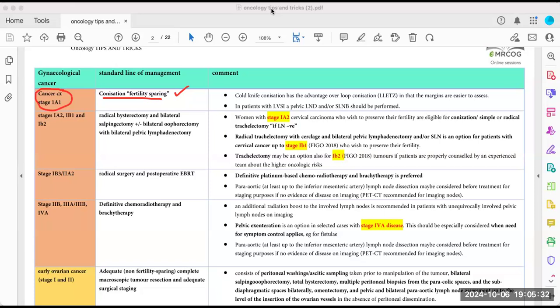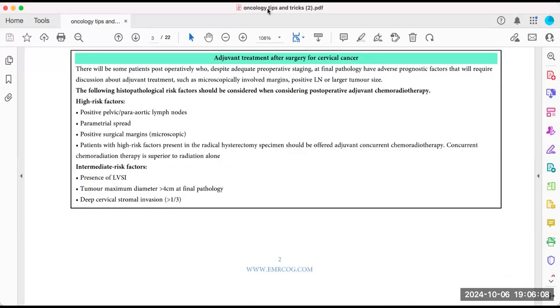So the important thing, my dear friends, that you need to remember in the adjuvant treatment after surgery for cervical cancer is that we are giving adjuvant chemoradiotherapy, but this can actually increase the risk of morbidity and mortality. However, in high-risk patients, with high-risk factors like presence of positive pelvic or para-aortic lymph nodes, we have to do this. Or for parametrial spread, for example, or for cases with positive surgical margin. So this will be considered for adjuvant treatment after surgery, even if the surgery is for relatively early stages.